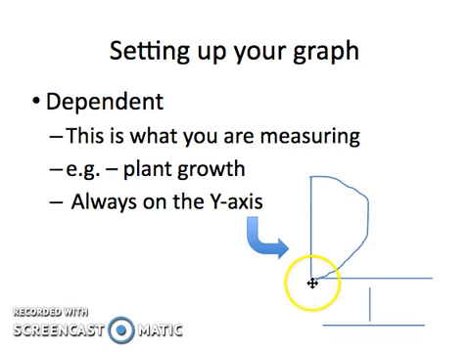Okay, you can draw the letter D there. This is what you're measuring. Okay, you can't draw the letter D on the x-axis, so it does not go there. It goes on the y.